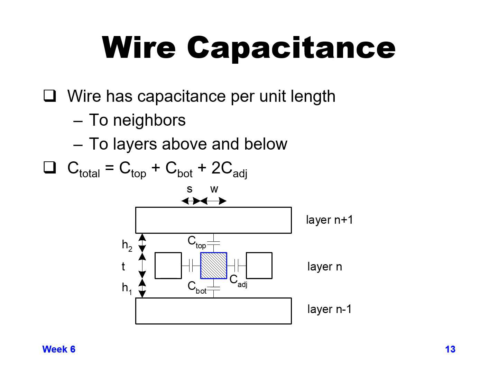We have capacitance to the layer above it, C top. We have capacitance to the layer below it, C bot. Those capacitances will likely be different from each other because it depends on the thickness of the oxide layer between layers. So between layer N and layer N plus 1, there will be a thickness of oxide that is H sub 2. And between layer N and layer N minus 1, there will be a potentially different oxide thickness of H sub 1. So C top and C bottom are likely to be different from each other.